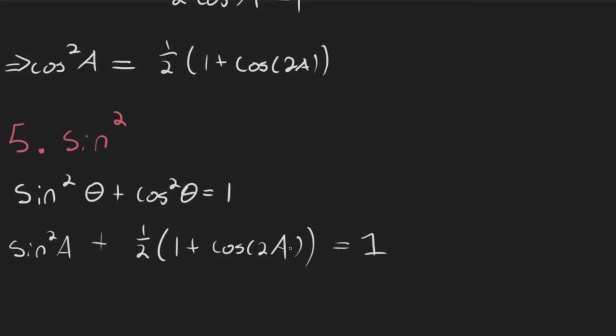So now I'm going to subtract this over, which means that I'm going to get a minus cosine of 2A. But since I'm adding 1, this one term is going to stay positive, which means that the sine squared of A has to equal 1/2 times 1 minus the cosine of 2A.